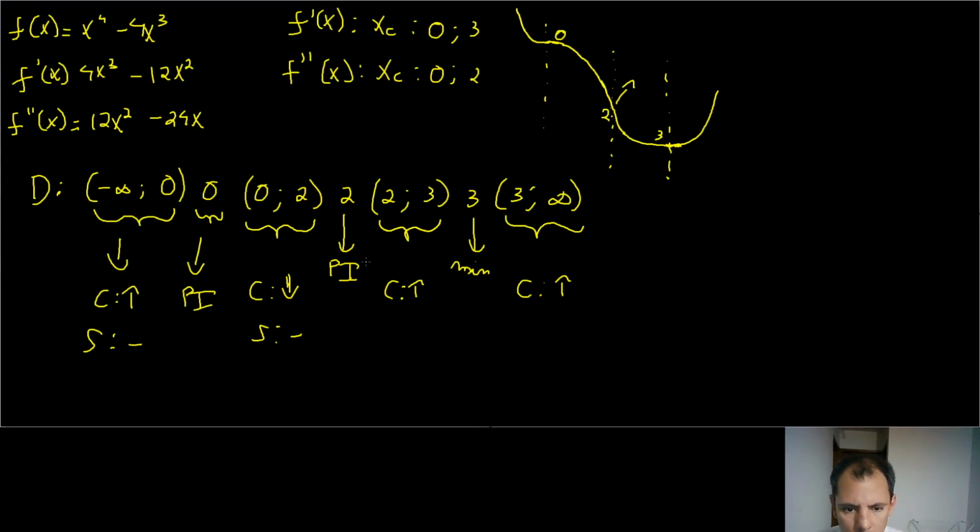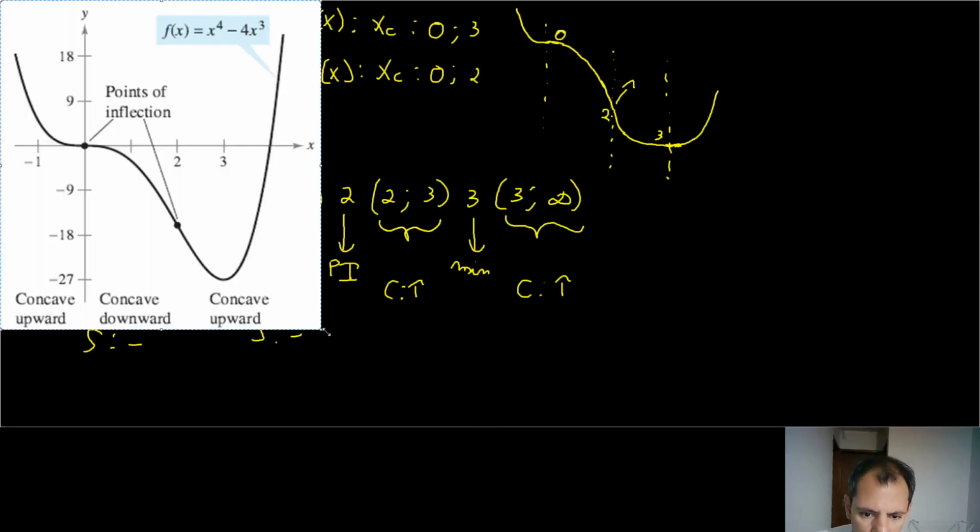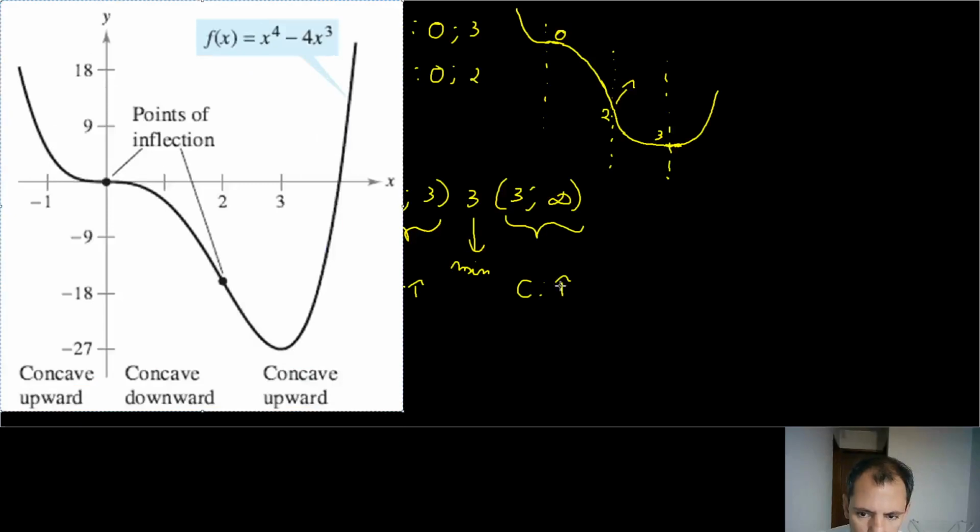All right. And now coming back to the graph. So you got a point of inflection here at 0, you got a point of inflection here at 2, because it's going from down concavity to up concavity. You got a minimum at 3, and then it keeps going up. And there you go.